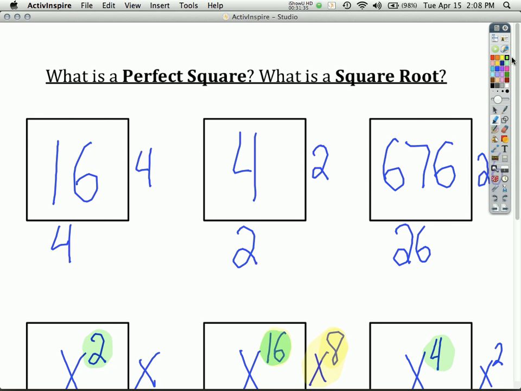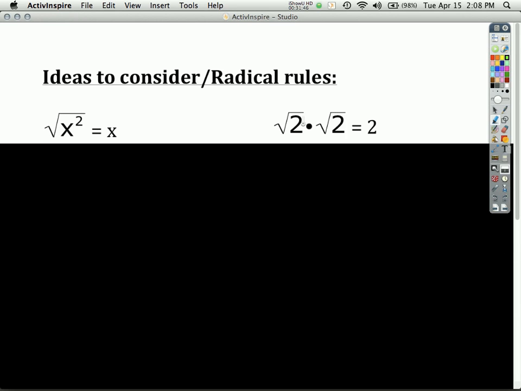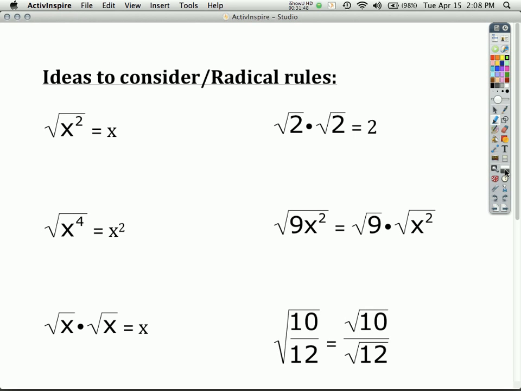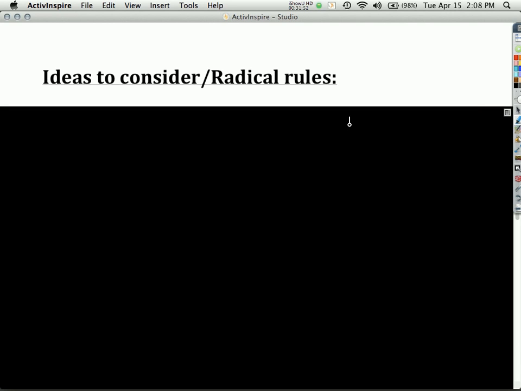So now, from this idea, we get a bunch of radical concepts. We're going to go one at a time, but we are going to go pretty quickly. Actually, let me do it this way. So here are some ideas to consider, radical rules. Things that you have to know instinctively in your brain to work through the questions we're going to be doing.